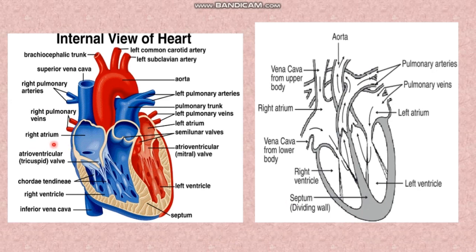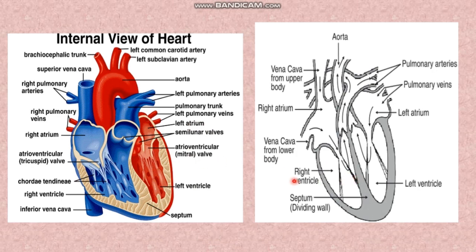Between the right atrium and the right ventricle lies the tricuspid valve. Between the left atrium and the left ventricle lies the mitral valve or bicuspid valve.